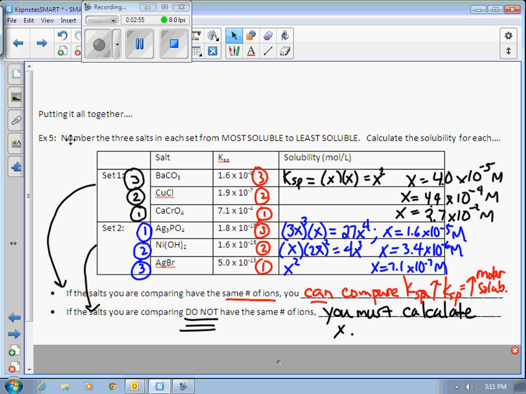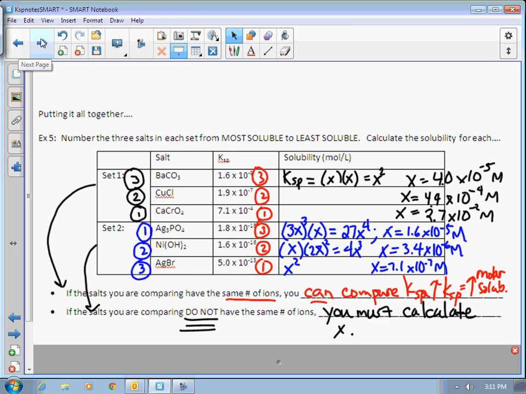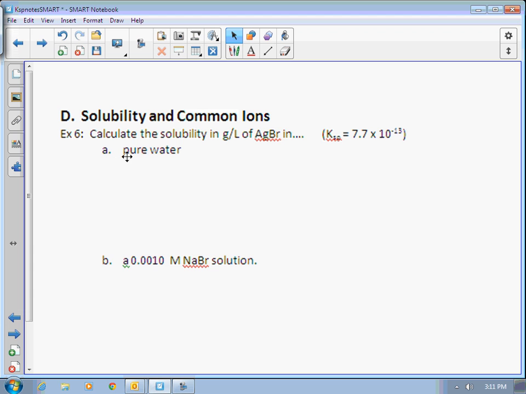All right, so that's a really common type of question that you guys are going to see. What else do we got? Solubility and common ions. So in the buffer unit, you guys remember how common ions work? Well, the same kind of idea goes on with salts.